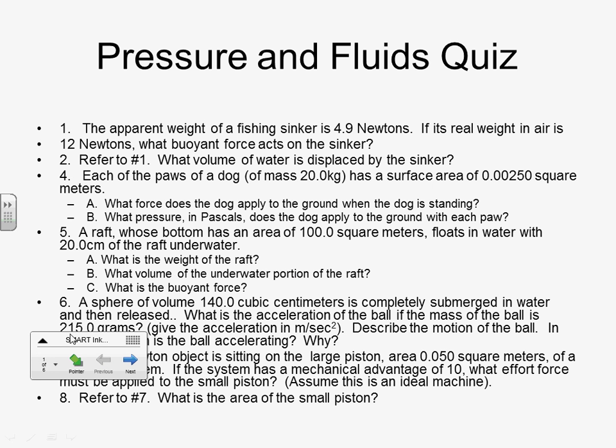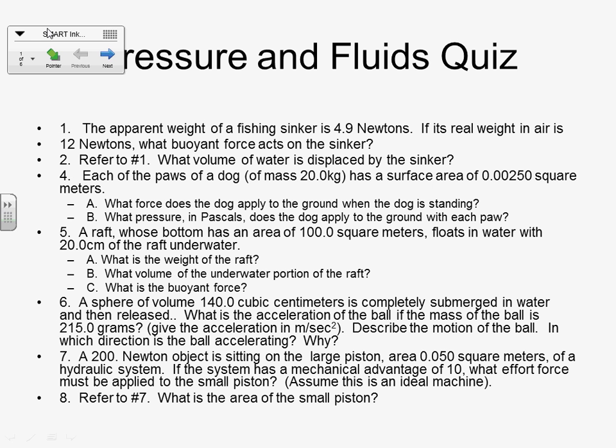All right, the last problem we're going to look at, actually the last two, number 7 and number 8. Actually, I'm not going to work 7.